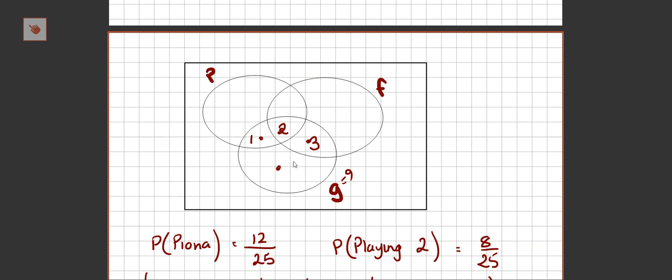What goes in this one? 3. Yes. They add up to 6. That can only be 3. So there's your problem solving ones. Alright?